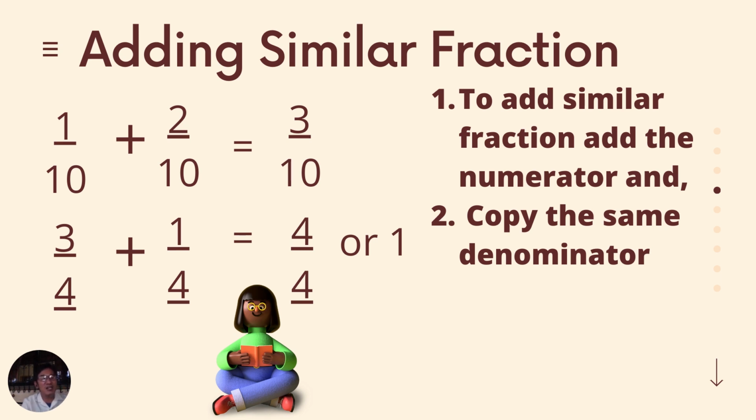Now, on the second example, we have 3/4 plus 1/4. Again, we have the same denominator, 4. All we have to do is to add the numerator, 3 plus 1 is equal to 4. Then copy the same denominator, 4. Take note that if a fraction has the same numerator and denominator, that is equal to 1. So that is why 4/4 is equal to 1.